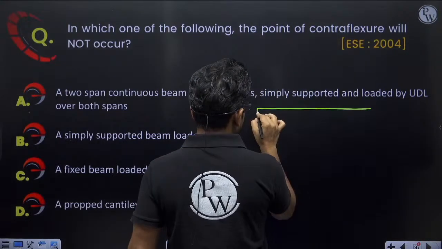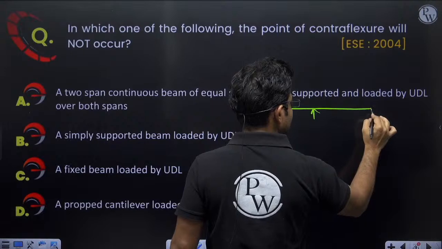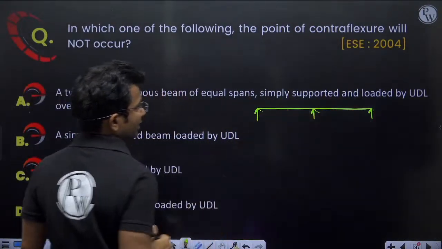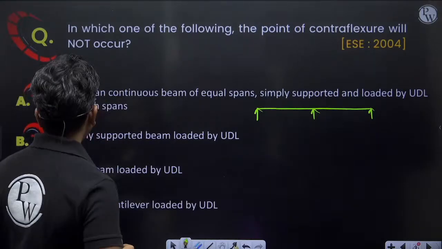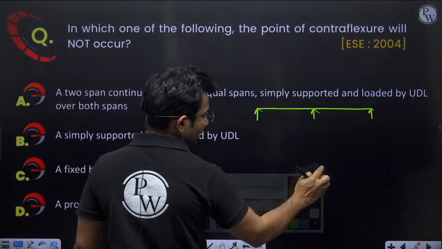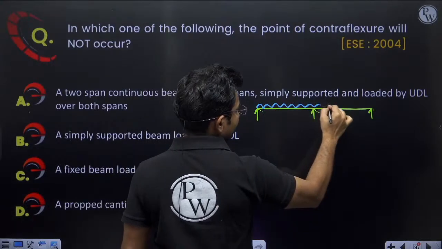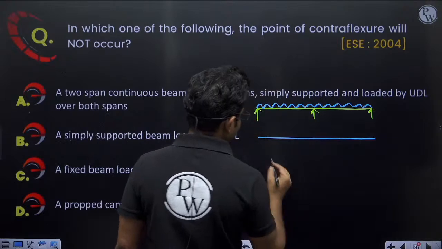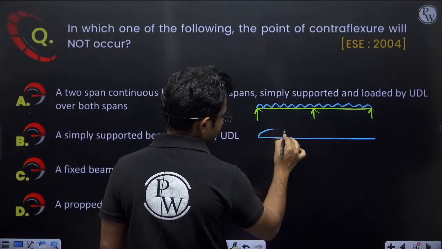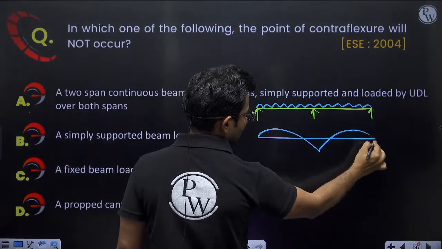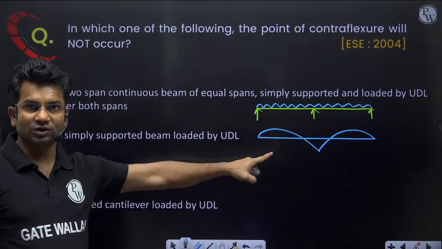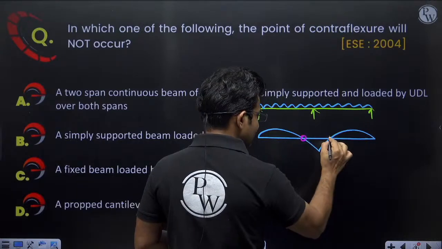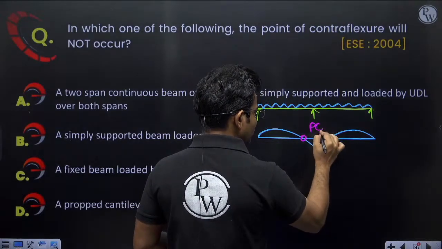So, two span continuous beam. I am having a two span continuous beam of equal span, simply supported and loaded by UDL over both the spans. If the beam is like this, then the bending moment diagram will be something like this. In this beam we will be having 2 points of contraflexure here. These are the points of contraflexure, right?